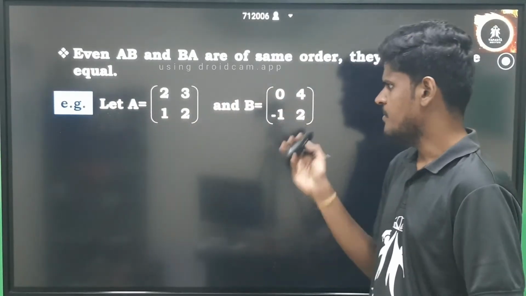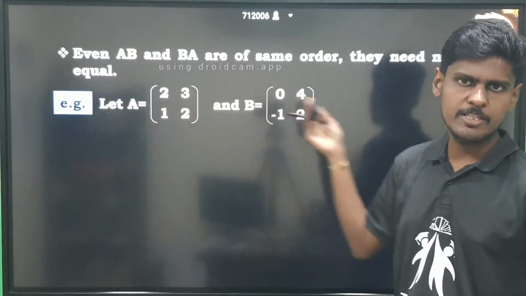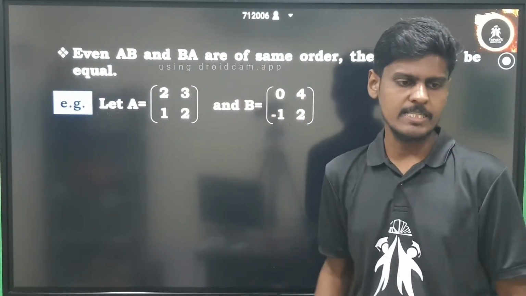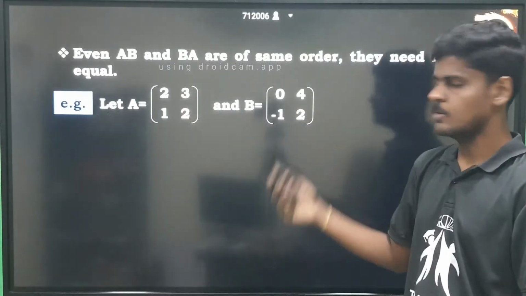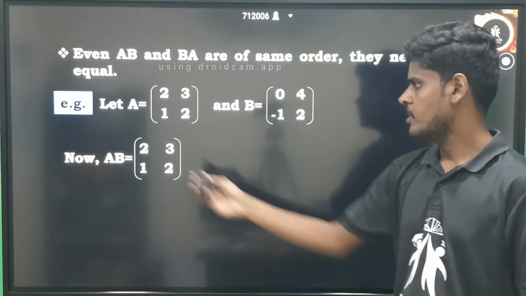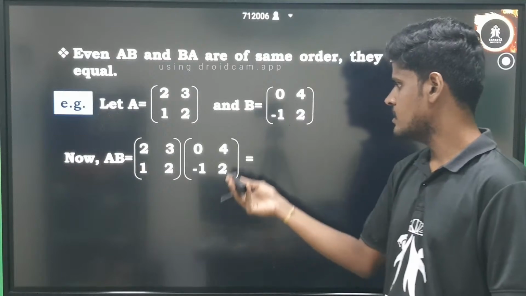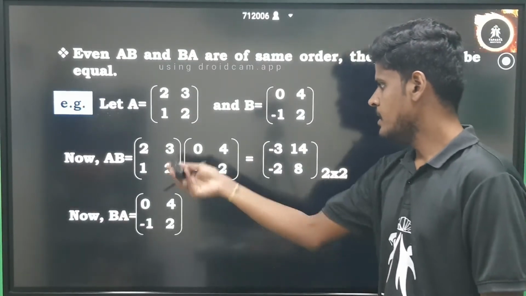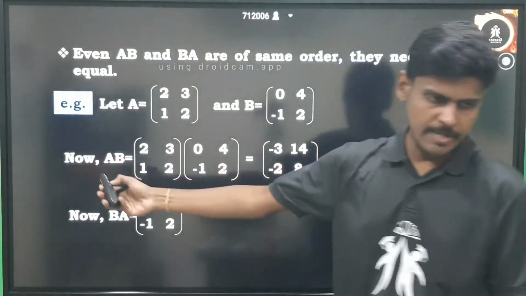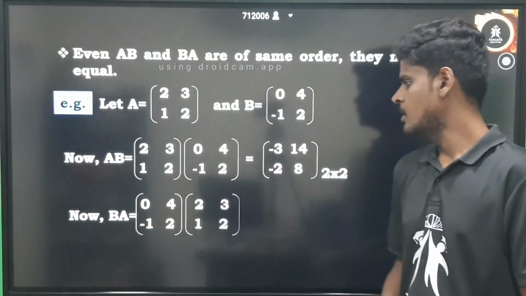Again, A matrix and B matrix, both of, what is the order of these, students? A matrix has order 2 by 2, B matrix again 2 by 2. Now A matrix is this, B matrix is 2 by 2. Okay, what is the order of AB? AB is again 2 by 2, BA will be again 2 by 2.